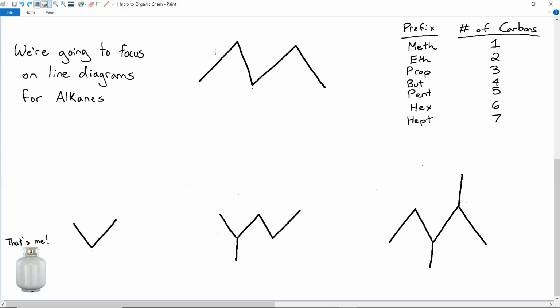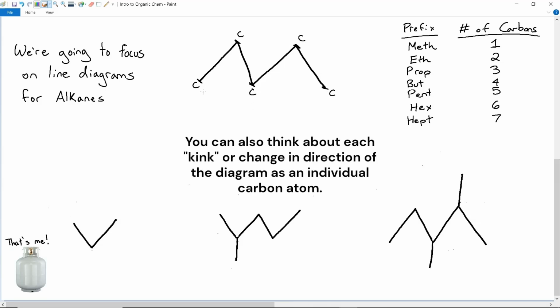So how are we showing all of the carbon and hydrogen bonds with just this simple diagram? Well, every end point of these individual line segments actually represents a carbon atom. And that's how I can represent 5 carbons in the carbon chain. And if I look at my prefix table, if I want to represent 5 carbons, I need the pent prefix.